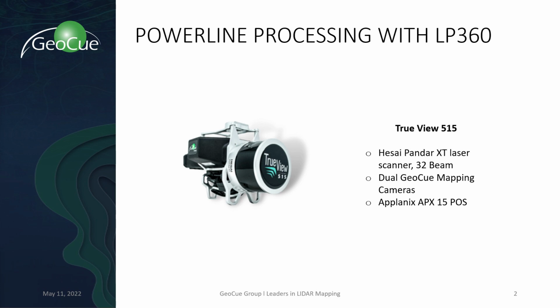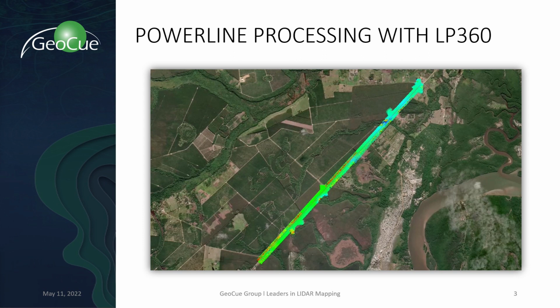LP360 is our advanced desktop LiDAR and photogrammetric point cloud processing software that makes it easy to extract data and develop products from point clouds. Our presentation is around 20 minutes, where we'll demonstrate how LP360 can help identify, classify, inspect, and then assign encroachment zones to a 5-kilometer stretch of power lines.